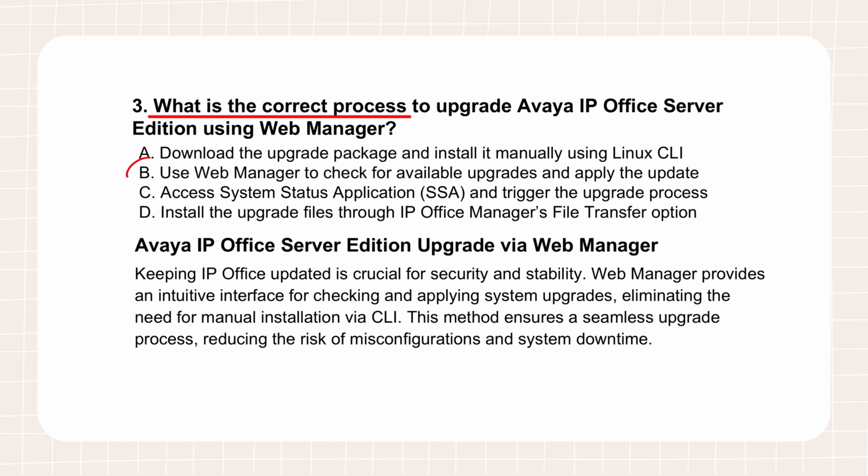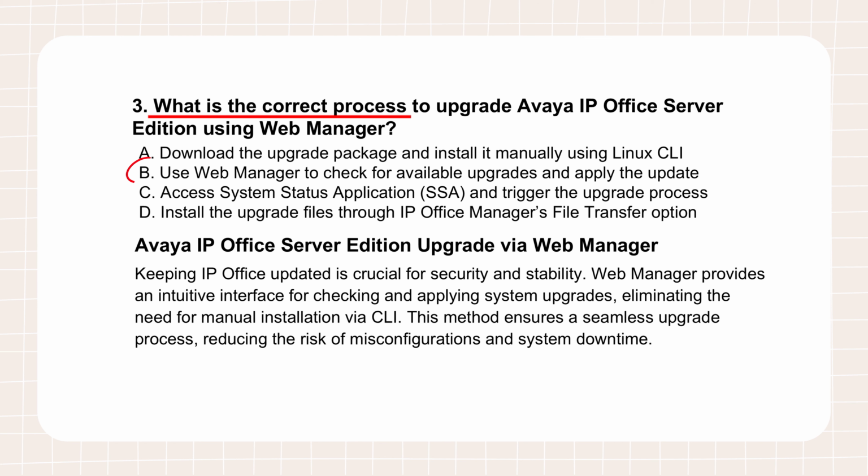So while someone with, say, deep technical knowledge could potentially do it through the command line or maybe other methods, the Web Manager is the standard approach for ease of use and, I guess, minimizing potential errors. Precisely. It significantly reduces the risk of human error that can sometimes happen with manual command line operations, and it keeps the upgrade process within a supported and well-documented framework. It's generally the path of least resistance and definitely the one that Avaya actively supports and recommends.